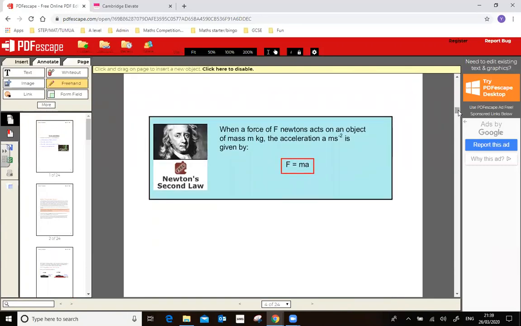Okay, so here comes Newton's second law. As we just talked about, force is directly proportional to the mass of the object. Newton's second law says when a force of F newtons acts on an object of mass m kilograms, the acceleration a meters per second squared is given by F equals ma. And this is Newton's second law.